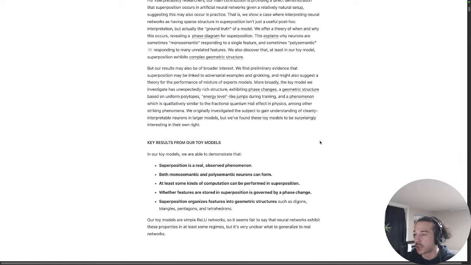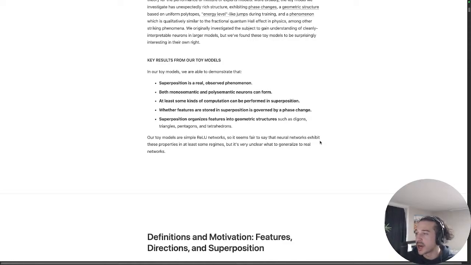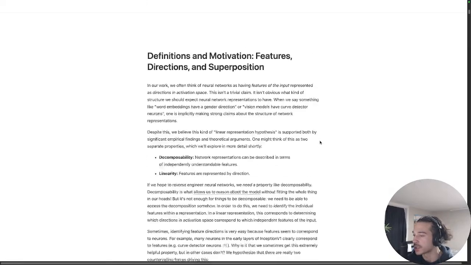Key results from our toy models. In our toy models, we are able to demonstrate that superposition is a real observed phenomenon. Both monosemantic and polysemantic neurons can form. At least some kinds of computation can be performed in superposition. Whether features are stored in superposition is governed by a phase change. Superposition organizes features into geometric structures such as digons, triangles, pentagons, and tetrahedrons. Our toy models are simple ReLU networks, so it seems fair to say that neural networks exhibit these properties in at least some regimes, but it's very unclear what to generalize to real networks.